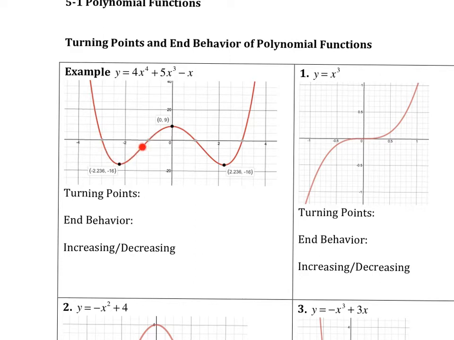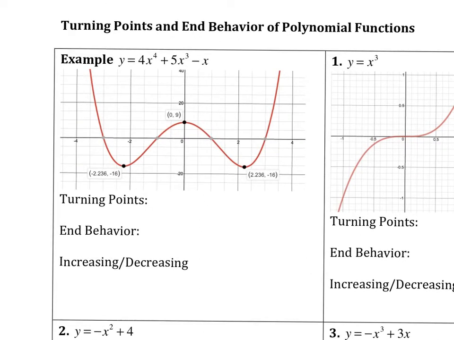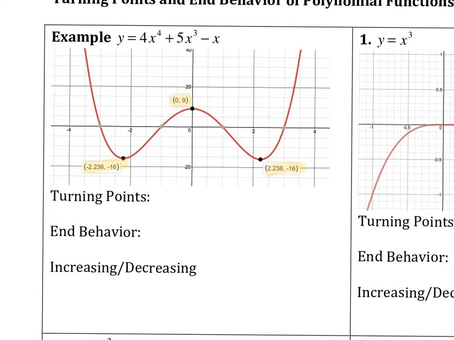And then this one keeps going until it hits this high point, and then its behavior changes. Now it's going downward, hits a low, and upward again. So let's take a gander at turning points. First off, each of these right here is a turning point. This is a turning point. Each of these is a turning point. So there's 3 of them. And we just list them as a point, right? So the turning point itself is negative 2.236, comma, negative 16. Another one is 0, 9. And the last one is 2.236 and negative 16.